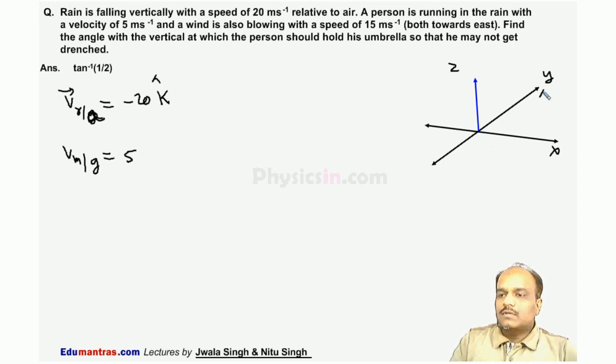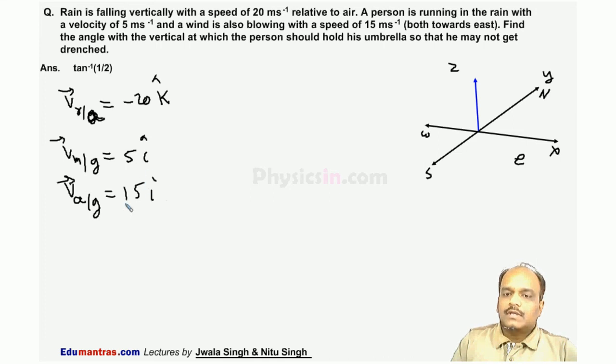This is our north, south, east and west. So it is 5 i cap. And the velocity of air with respect to ground is 15 meters per second along i cap. Find the angle with the vertical at which the person should hold his umbrella so that he may not get drenched. So the person will hold his umbrella. This is the umbrella. If the rain is coming like this, he will hold the umbrella in this direction.